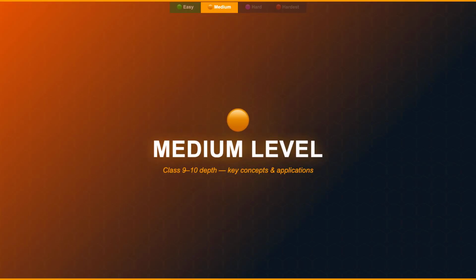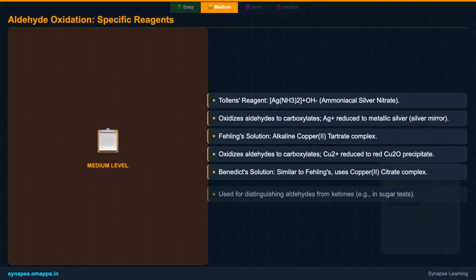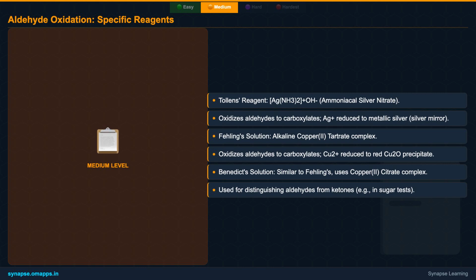Ready to dive a bit deeper? In this medium level, we'll explore the specific reagents that make these oxidation reactions happen. For aldehydes, we have some classic tests. Tollens reagent, also known as the silver mirror test, uses ammoniacal silver nitrate to oxidize aldehydes, reducing silver ions to metallic silver. Fehling's and Benedict's solutions, both copper-based reagents, do a similar job, turning from blue to a red precipitate of cuprous oxide. These aren't just tests, they're mild, selective oxidizers, perfect for aldehydes.